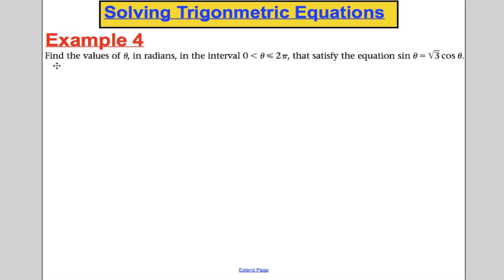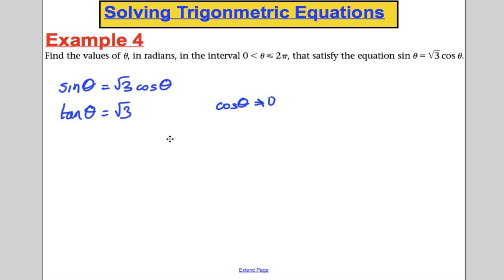Example 4. Find the values of theta in radians between 0 and 2 pi that satisfy the following. We're trying to solve sine theta is root 3 cos theta. Assuming cos theta is not equal to 0, we can divide by cos theta and get tan theta is equal to root 3. Dividing both sides by cos theta, sine over cos is tan, and cos over cos is 1.